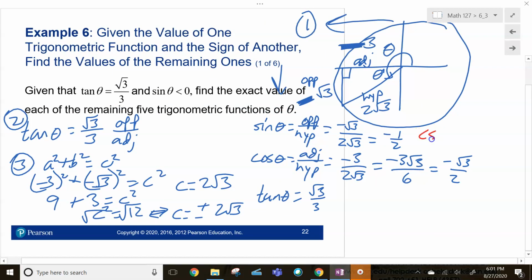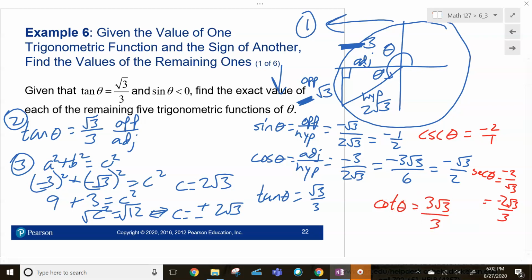Now I'm going to do my reciprocals. Cosecant, the reciprocal of the sine. So instead of negative 1/2, negative 2 over 1, negative 2. The secant, negative 2 over root 3, so negative 2 root 3 over 3. Cotangent, 3 over root 3, because I flipped it around. I should have written that, sorry. And then I rationalize it, 3 root 3 over 3, which is just root 3. Okay?